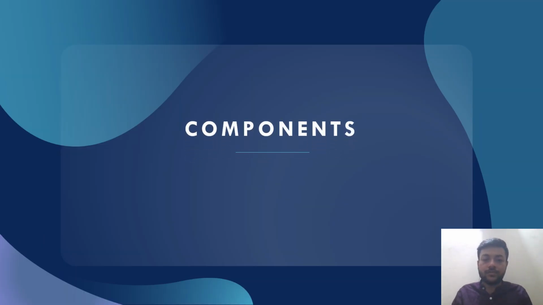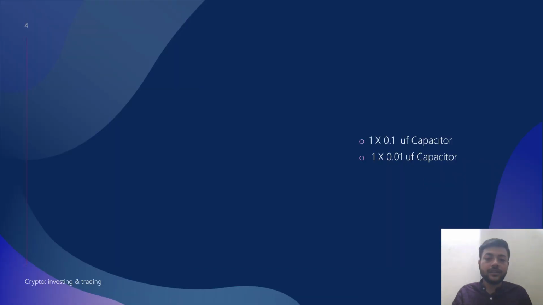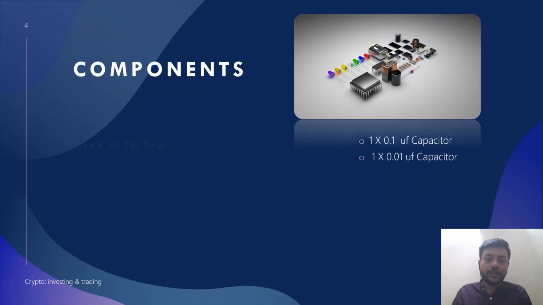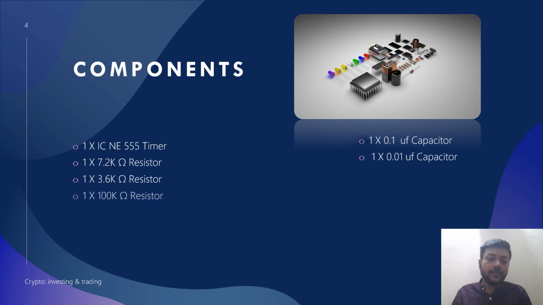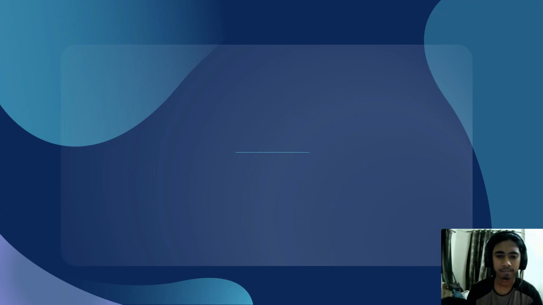So I will now discuss the components. Here is the components part. We need an IC NE555 timer. We need a 7.2 kilo ohm resistor, a 3.6 kilo ohm resistor and a 100 kilo ohm resistor. Also we need an interactive SPST switch, one speaker, one capacitor and a 0.01 capacitor. Thank you everyone.